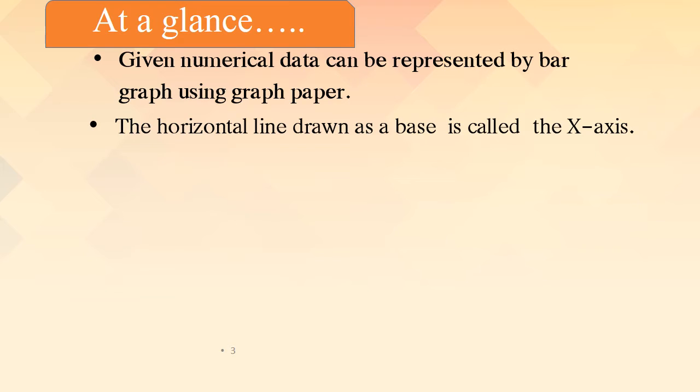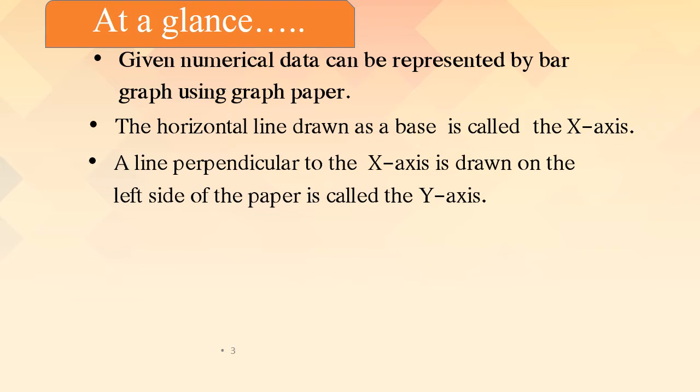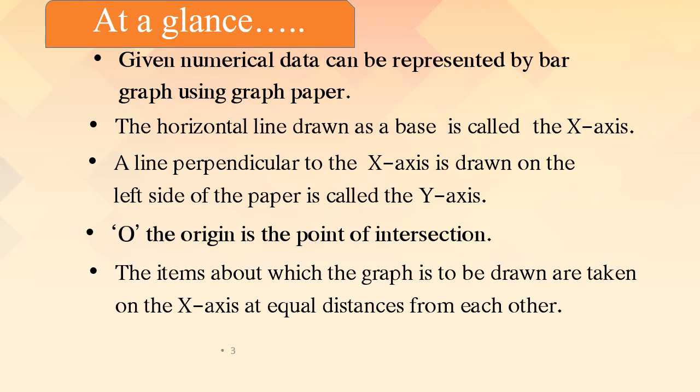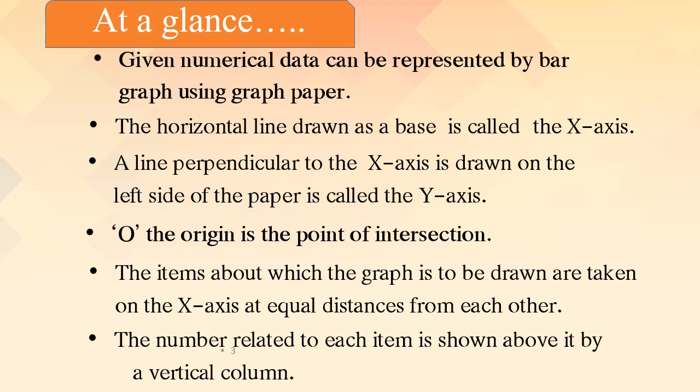The horizontal line drawn as a base is called the x-axis, and a line perpendicular to the x-axis drawn on the left side of the graph paper is called the y-axis. So first of all, we have to draw the x-axis and y-axis on the graph paper. O is the origin, that is the point of intersection of the x-axis and y-axis. The items about which the graph is to be drawn are taken on the x-axis at equal distances from each other, and on the y-axis, the number related to each item is shown by a vertical column.